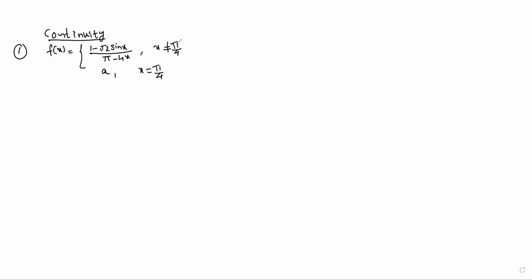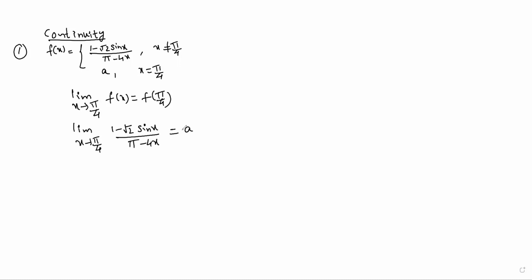Here less than or greater than is not there. That's why when f is continuous, we will take the condition limit x tends to a of f of x is equal to f of a. What is a? Nothing but pi by 4. Now here limit x tends to pi by 4. What is f of x? We are taking (1 minus root 2 sin x) by (pi minus 4x). And f of pi by 4, what is the value there?